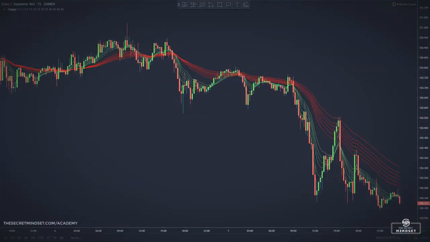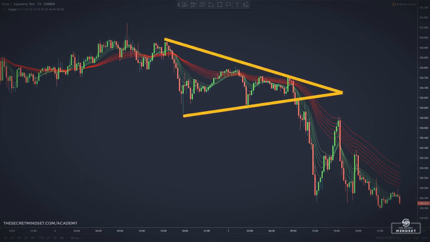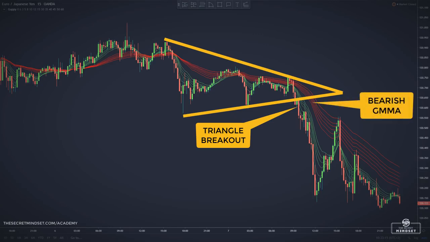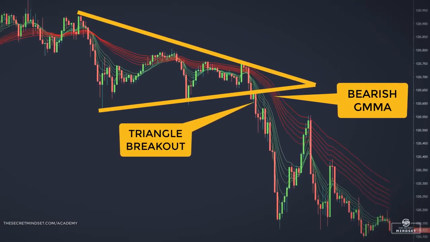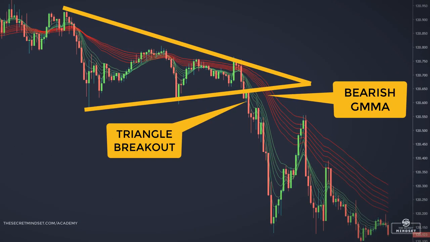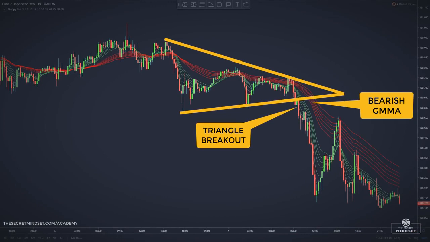So when there's a lot of separation between the GMMAs, this helps confirm the price trend in the current direction. Look for agreement between the short-term and the longer-term moving averages and pay attention to chart formations such as channels, triangles, and flags. Whether you use intraday, daily, or weekly charts, the concepts are universal. You can apply this strategy to day trading, swing trading, or any style of trading.